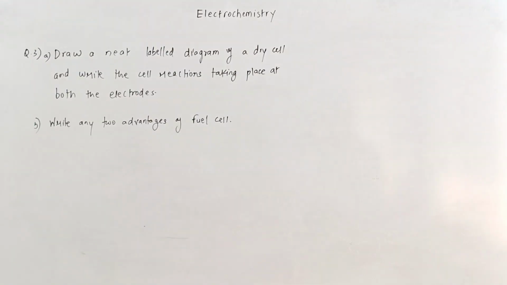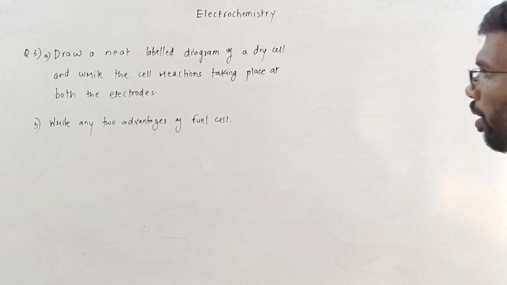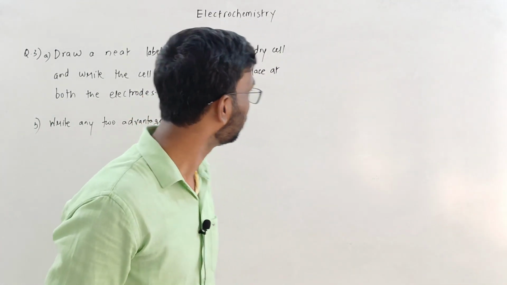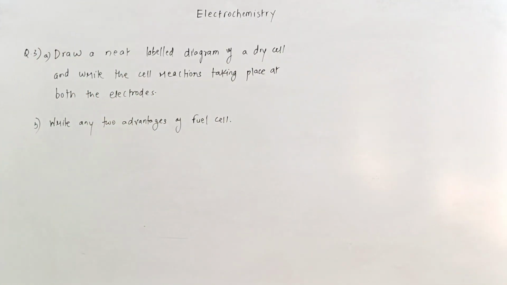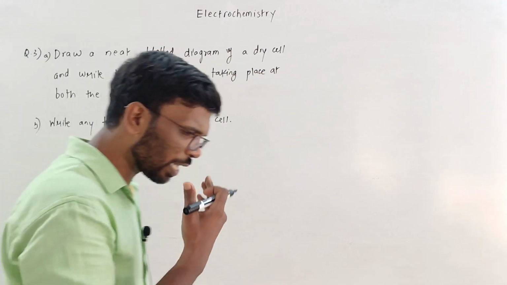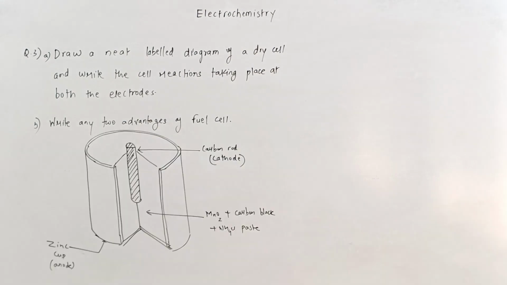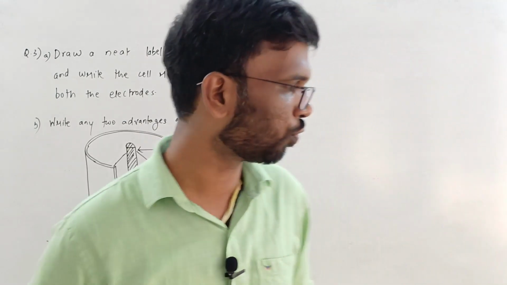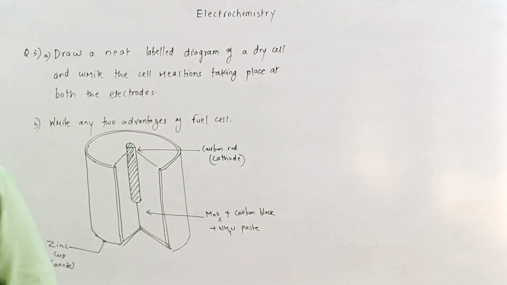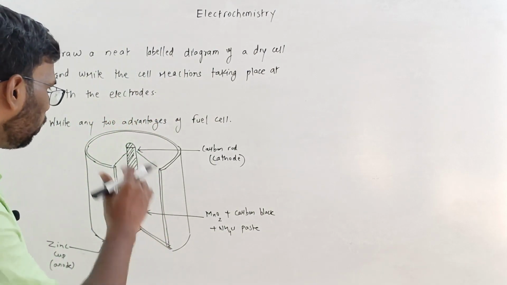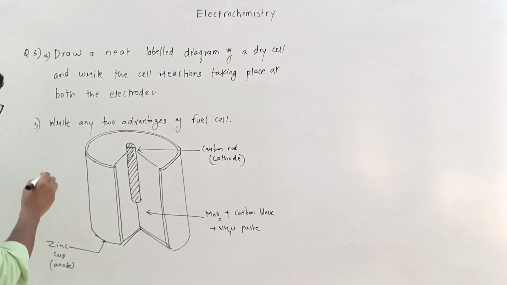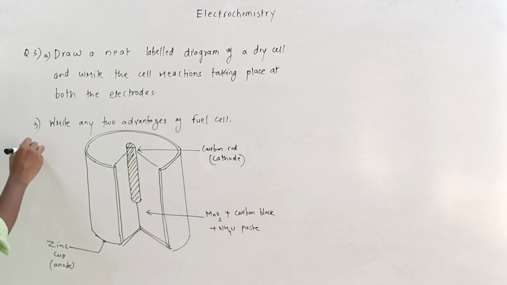So the question asked is: draw a neat labeled diagram of a dry cell and write the cell reactions taking place at both the electrodes. Okay, what I'll do is show you what diagram you have to draw without wasting time. So this is the diagram, and then we have to write the reactions involved in this. This is also called the Leclanche cell, also known as a dry cell.